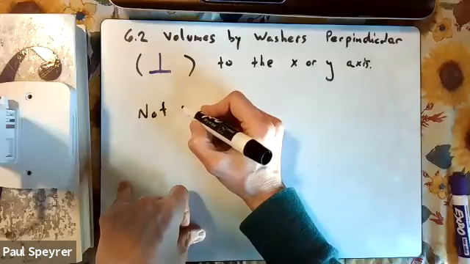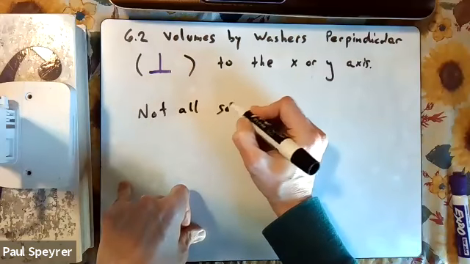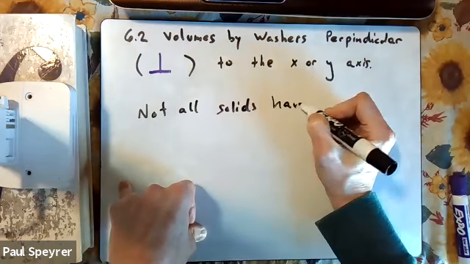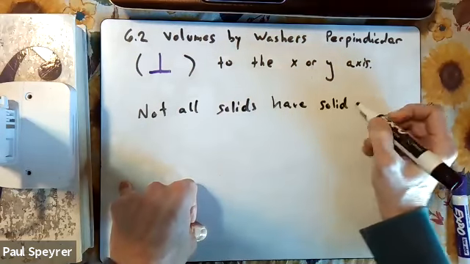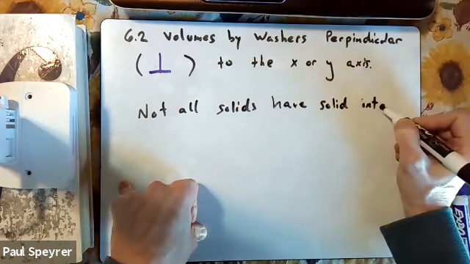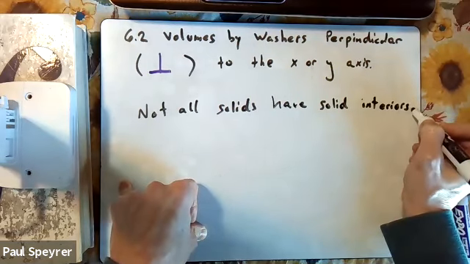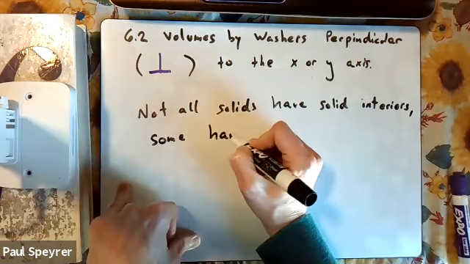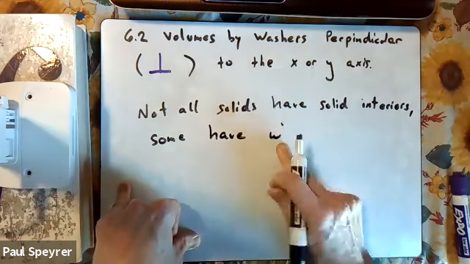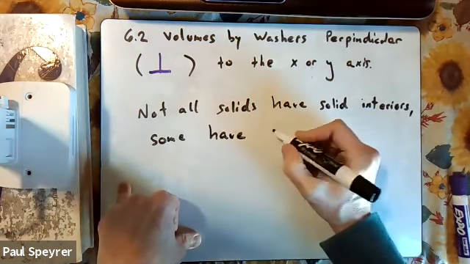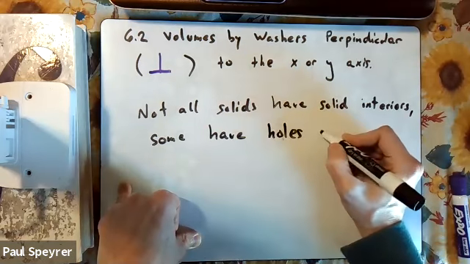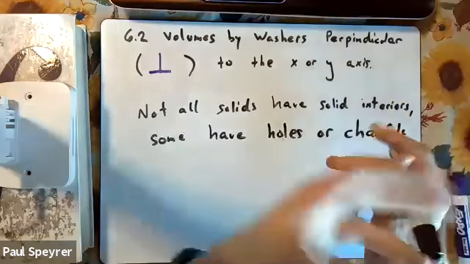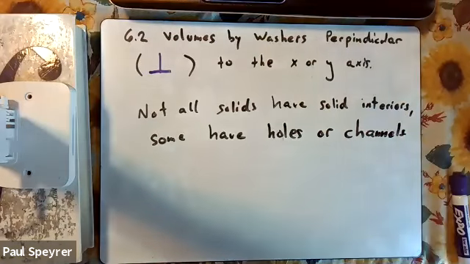So not all solids have solid interiors. Some have holes, or channels. So basically some kind of spacing in between the solid, right?